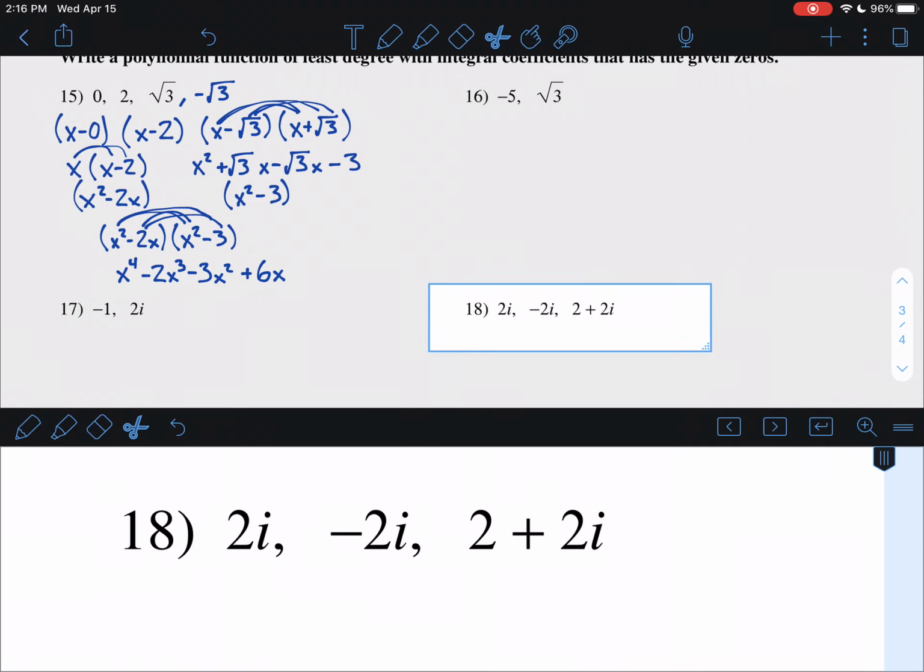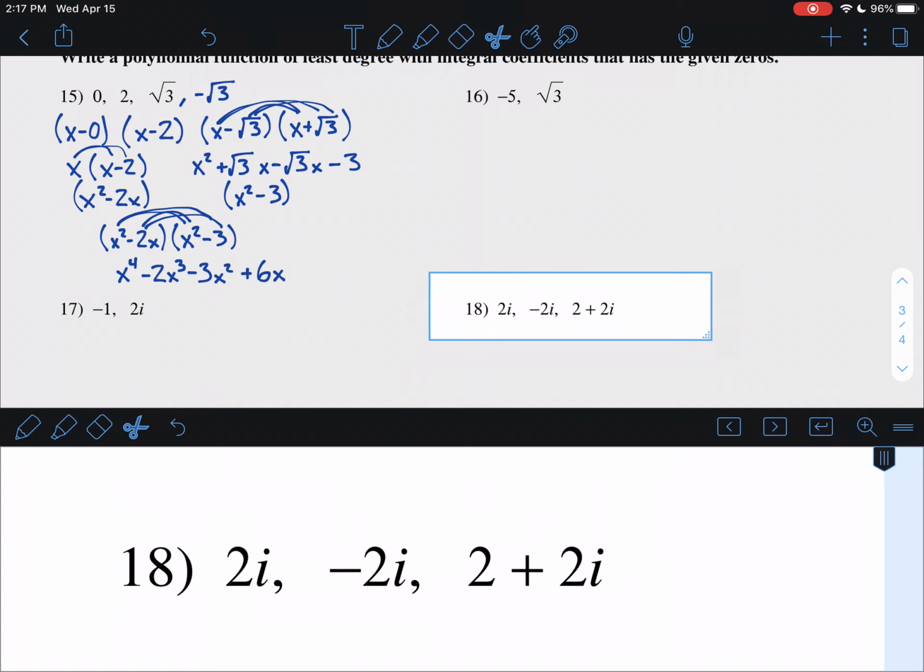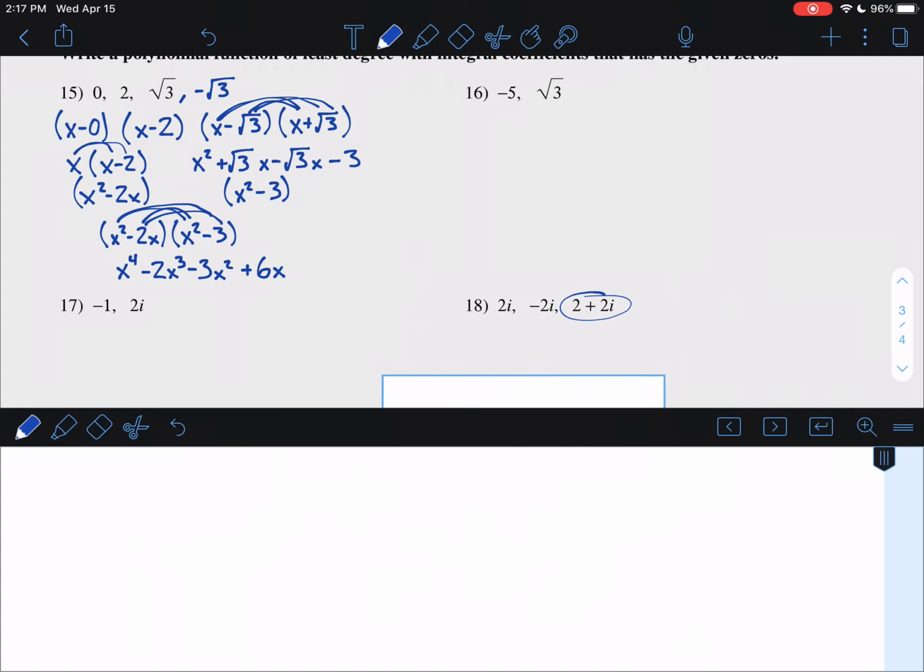Like look at number 18 there. They included 3 factors with that i, but one of them already has this complex conjugate because you have 2i and you have negative 2i. We don't got to worry about that. But you do have to have the complex conjugate of this one right here.